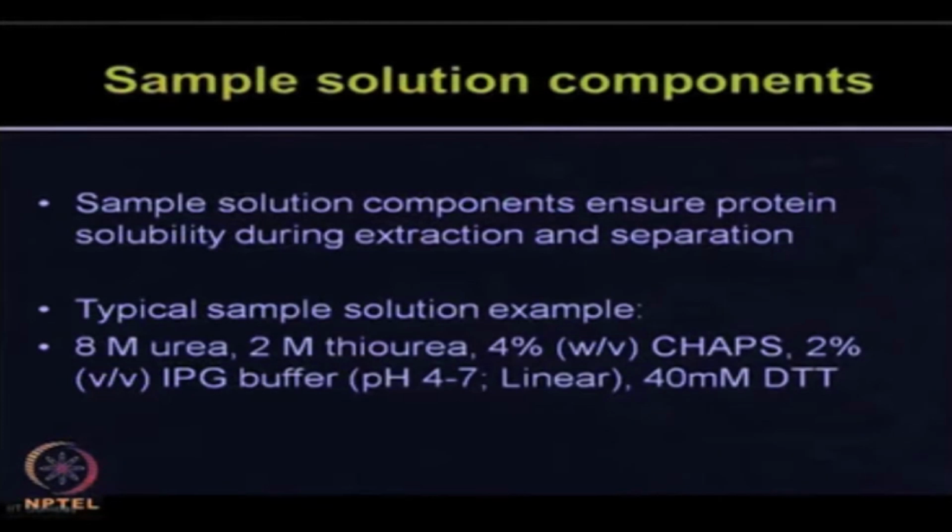A typical sample solution for the gel-based 2DE application includes 8 molar urea, 2 molar thiourea, 4% CHAPS, 2% IPG buffer, 40 millimolar DTT, as well as a few other small components depending upon your sample type.